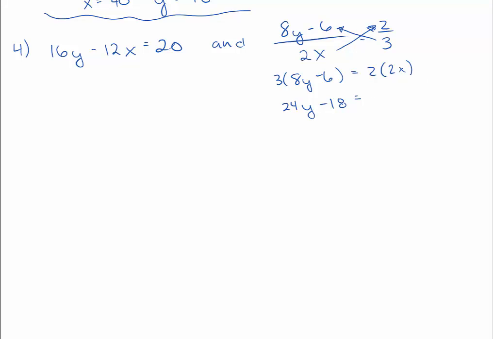2 times 2x is 4x. And now I have that equation, and I have the equation over here, 16y minus 12x equals 20. I can solve for either one. I don't have a particular preference here because none of the variables have a coefficient of 1. So, like I warned you before, this isn't going to be awesome in any case. I'm going to have to divide.